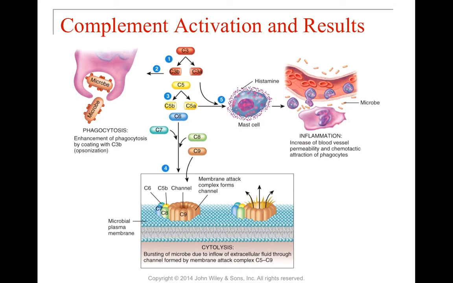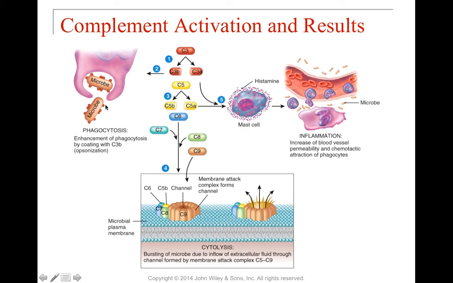And that happens because we have these channels that are created by C9, as well as a little complex of C6, C7, C8, and C5b. Okay, so all of these different proteins have to come together to form this specialty channel, which is going to allow what's called cytolysis, or the breaking of the microbe down because too much fluid has come in.